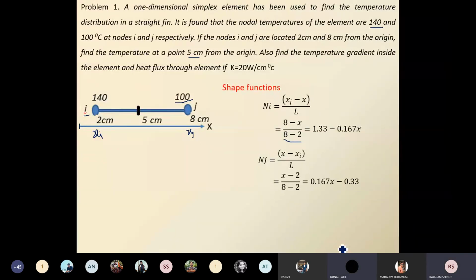Okay. Now after that, this is the shape function. After that you write the interpolation polynomial. Interpolation polynomial for this, here it is a thermal problem. Therefore your field variable is temperature.